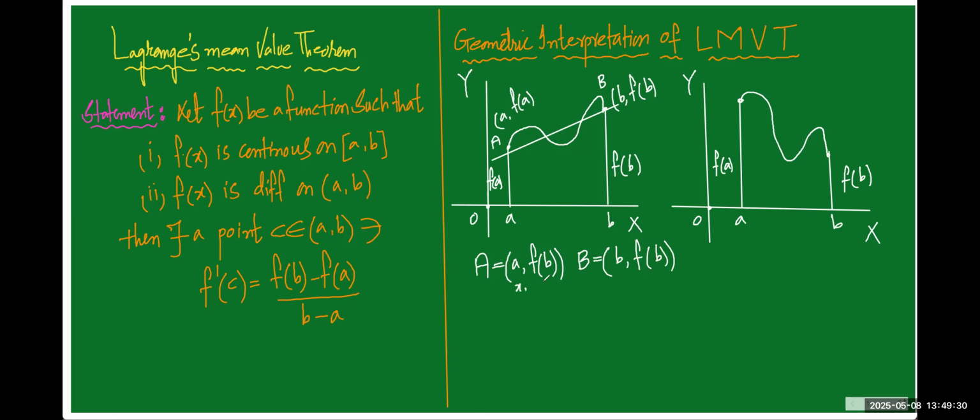Considering this is x1, y1, and this is x2, y2, what is the formula to find the slope? Slope m is equal to y2 minus y1 by x2 minus x1. The y2 value is f of b, minus the y1 value, f of a. So f of b minus f of a by b minus a is the slope of the line AB. And already we know by Rolle's theorem that there exists a point between A and B.